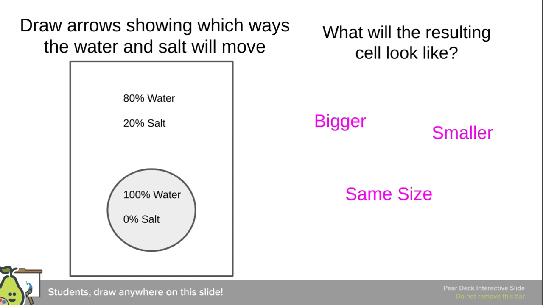In this example, we're going to draw arrows showing which way the water and the salt is going to move. This time we've got percentages. Notice I have 100% here. I've got 80% here for water. So remember, it goes from where there's a lot to where there's a little. There's a lot in here and a little here. So our arrow is going to go out for water. What about salt? I've got 20% and 0%. So I've got more salt out here. So it's going to go from the outside inside.